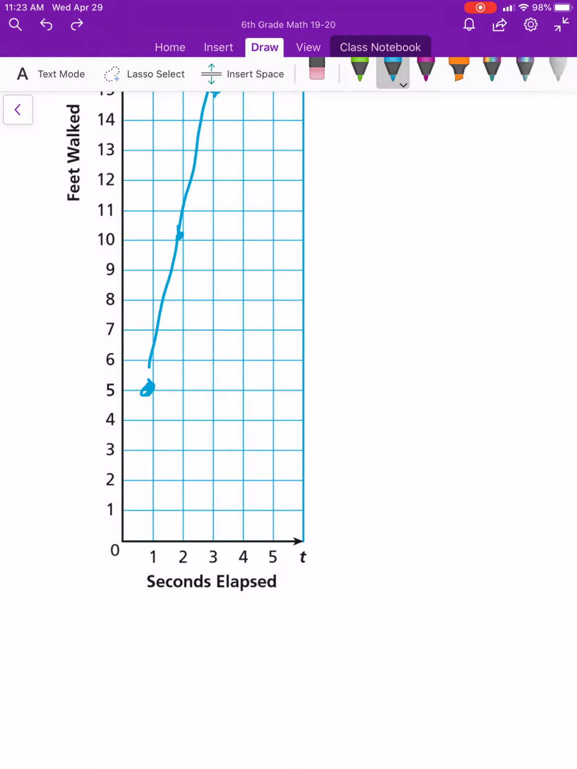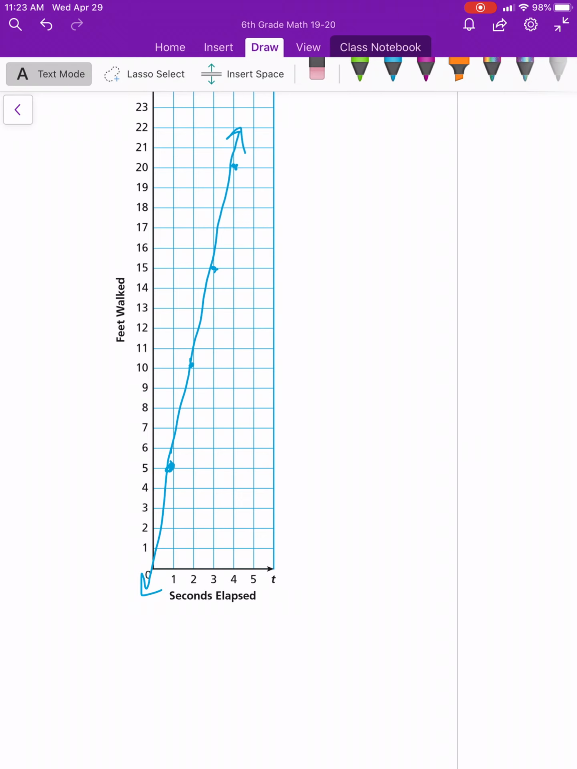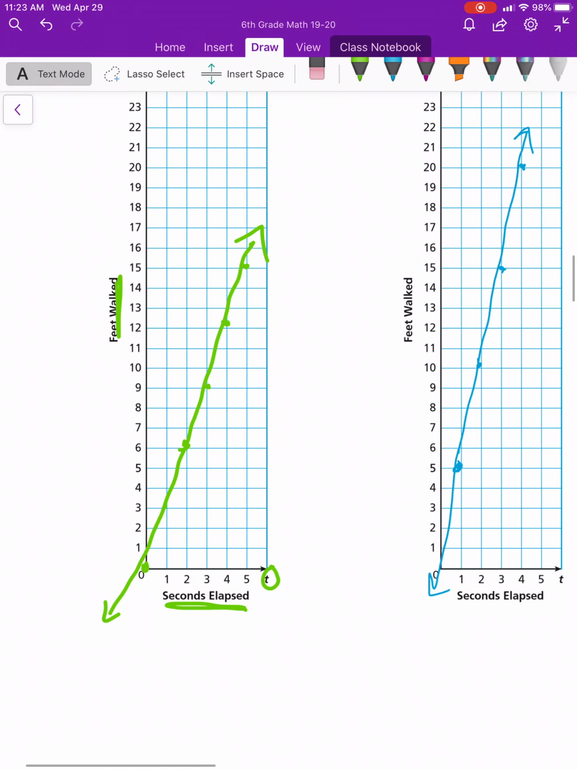That's not correct. Oof. Went too far. It's got to go through that 0, 0 axis. My line is not perfect, but that's okay. You get the idea, right? For every 1 second, 5 feet is walked. For student 1, for every 1 second, 3 feet is walked.